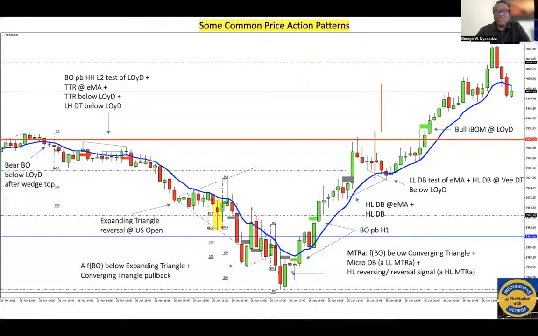If you don't want to take reversal trades, there is a trade that you can take up here. We're getting higher low double bottoms, and then an inside candle is a bull breakout at the low of yesterday. So these patterns do occur sometime during the day in different charts, and I hope you found it useful.